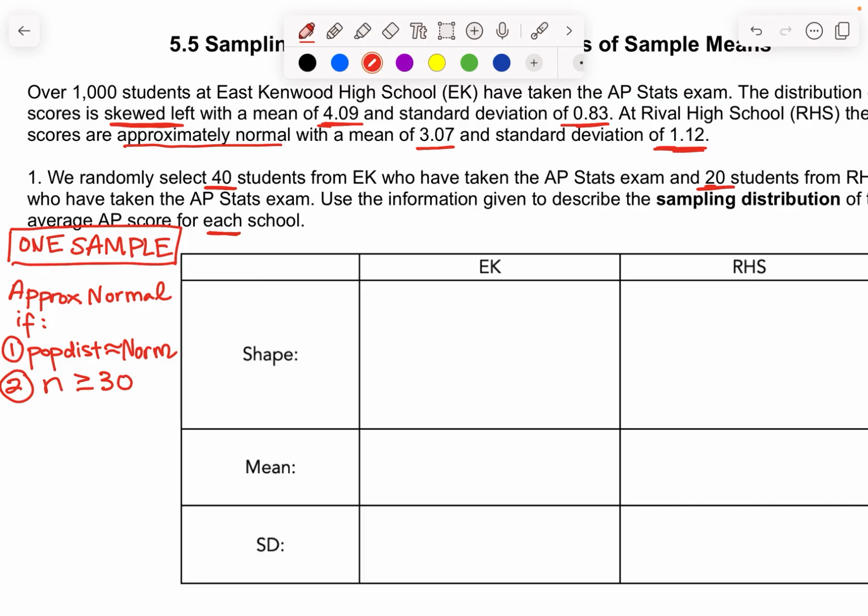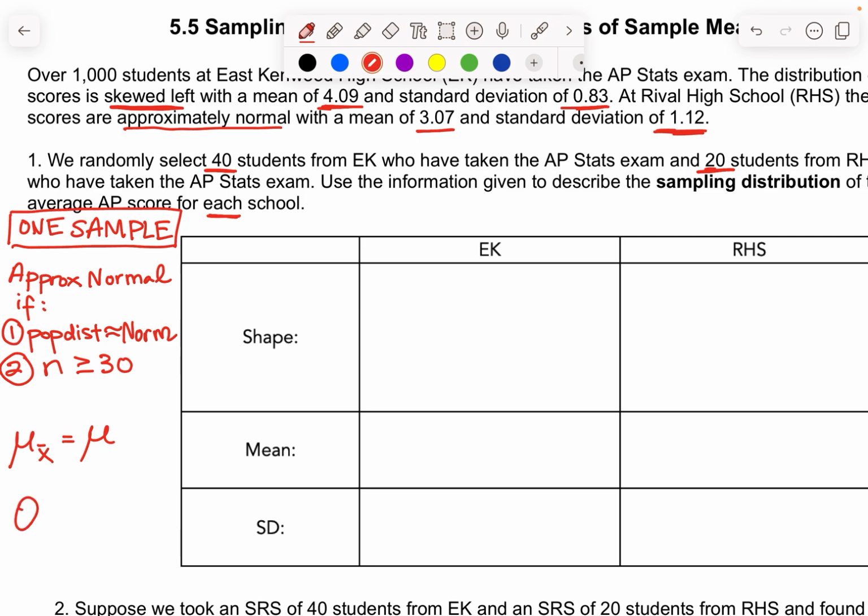Okay, what about the mean? Well, we have this formula for the mean. The mean of a sampling distribution of sample means is just equal to the true mean, the parameter mu. And what about the standard deviation? We have this formula. The standard deviation is equal to sigma divided by the square root of n.